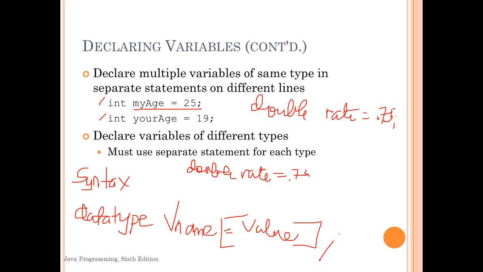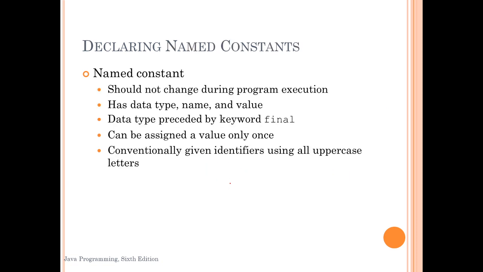Kung gusto mo mag-declare ulit ng same data type but of different variable, you have to separate them with a comma. Comma, and then let's say principal is equal to 0.95. Pansinin, magkaiba yung ating variable, pero magkapareho siya ng data type. Ginagamit lang natin ito kung magkapareho ng data type. Did you get that? Okay.